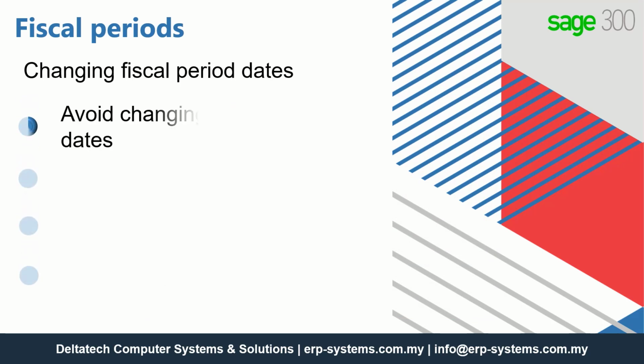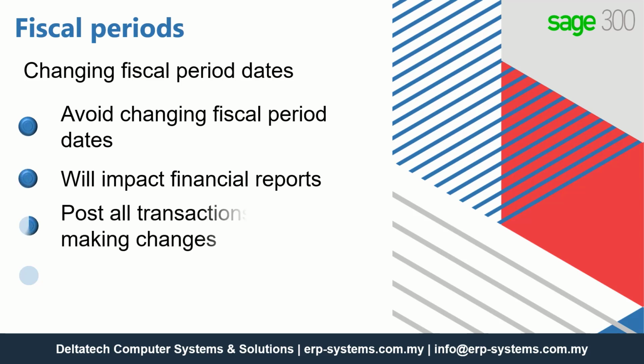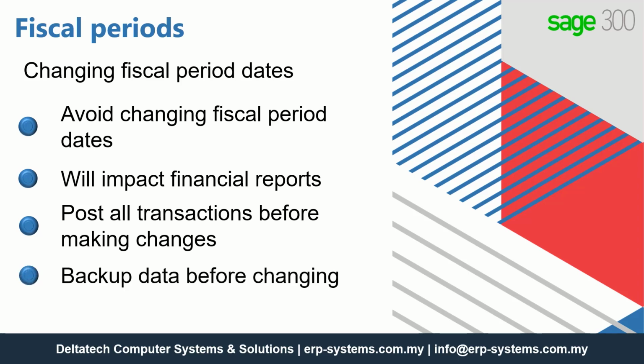Avoid changing fiscal period start and end dates unless necessary. This feature is usually used when you first set up your company database. If you have already been using Sage 300 and need to change fiscal period dates, it is best done after you close your financial year. Changing the fiscal period dates will have an impact on your financial reporting. Before changing fiscal period dates, ensure that all transactions have been posted and the relevant reports have been printed. If you must make changes, do a backup of your data first.